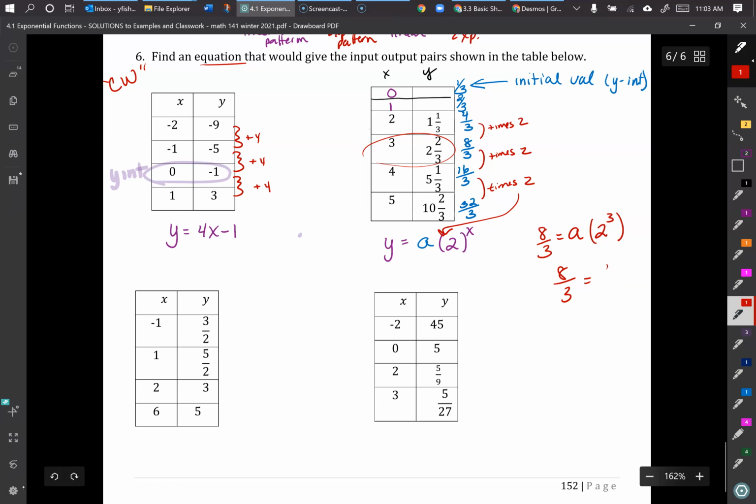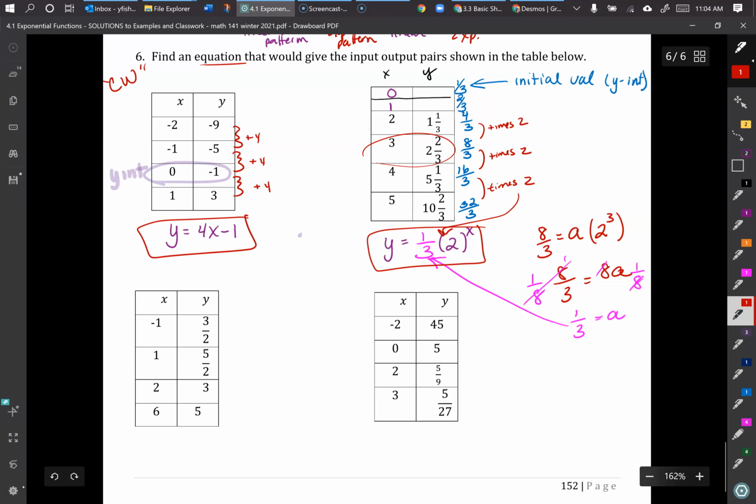So that would be 8a. And then multiply both sides by the reciprocal here, 1/8, or divide by 8. And then we would end up getting 1/3 equals a. And plug that in here. So that's the answer for those first two.